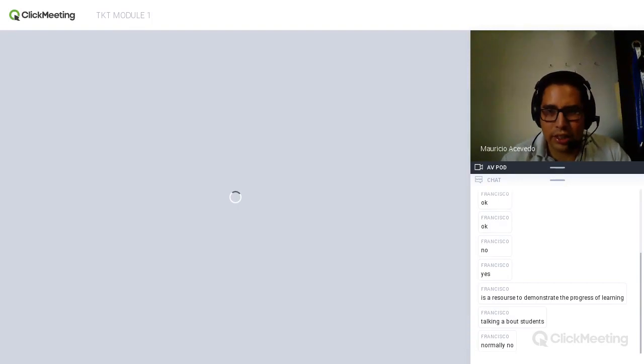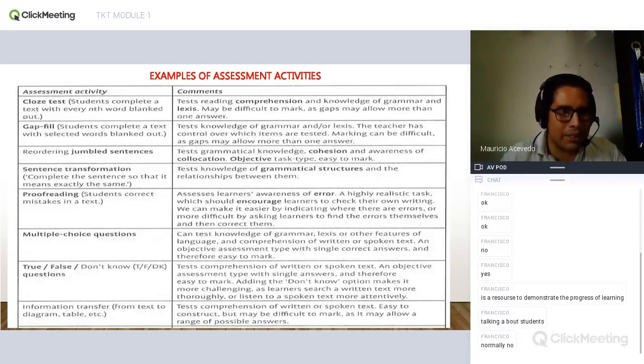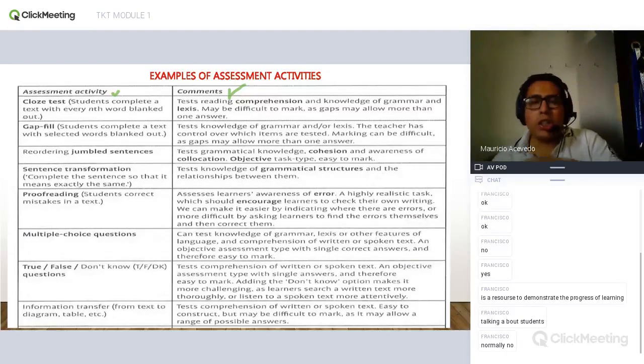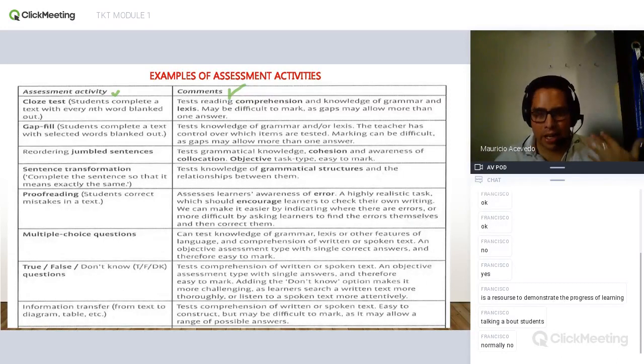Okay, now let's continue. This is the most important part, Francisco. I hope it is clear on your cell phone. If you have any question, please let me know. Example of assessment activities. This is basically how we can assess activities. Here we have the assessment activity, and here we have the comments from teachers. Comments about what is good, what is not good, the way you can manage this evaluation and everything.